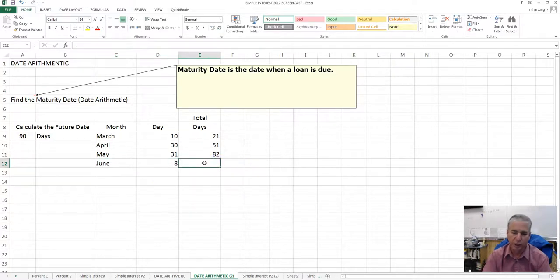If we want to check our arithmetic further, we can simply just take our 8 days in June plus our 82 from the previous 3 months, and there it is, 90 days. So 90 days from March 10th, it is June 8th. All right, let's do it again together.